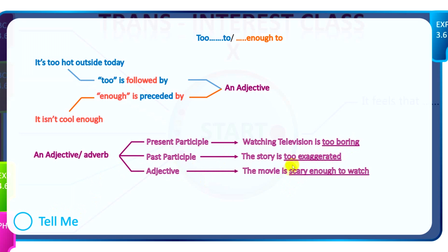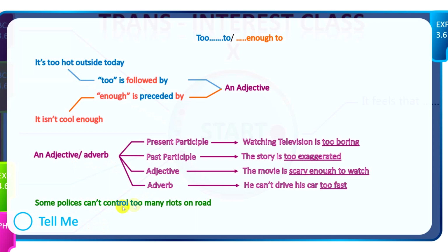The movie is scary enough to watch. Scary enough. So an adjective can be made from present participle, past participle, or adjective itself. Okay, that is the additional. Now there is an adverb. He can't drive his car too fast. Too fast. So it is an adverb.